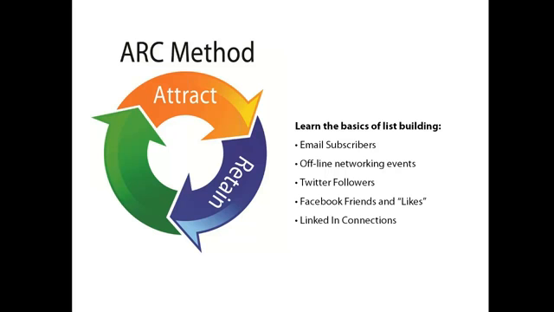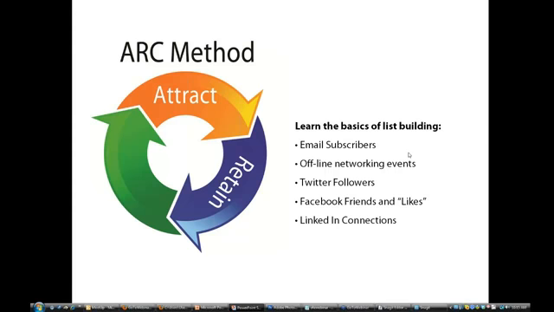But there are other ways of building lists. I define a list as anything where you get a person to raise their hand in the air and say, I want more from you. I want to interact with you further. So if you run an offline networking event and you get a group of people together on a regular basis, that's a list. Those are people that are opting in to receive more from you. They are interacting with you. They are building a relationship with you.